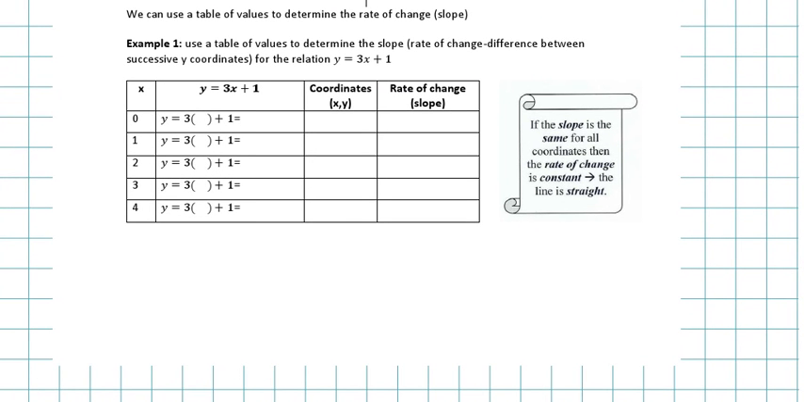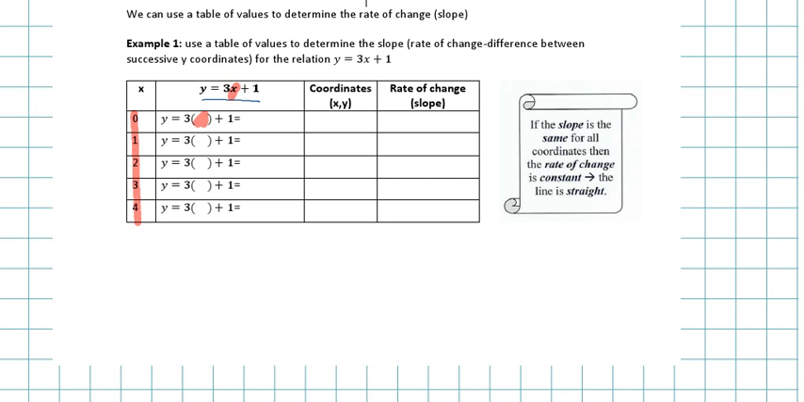Y equals 3x plus 1. That's my equation. The x values are given to me, so I have to plug them in for x. So instead of x, I'm going to have the x value here. The x values that I picked for you here are 0, 1, 2, 3, 4.